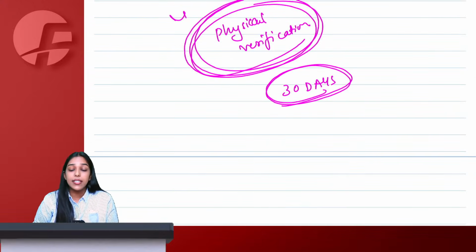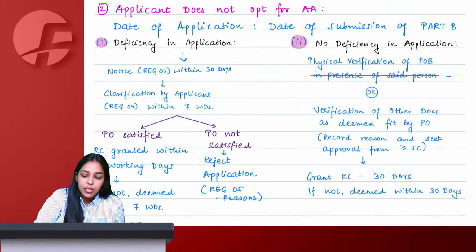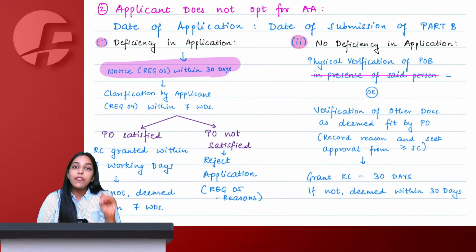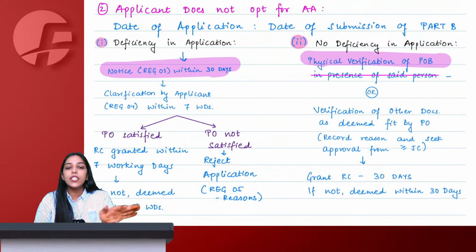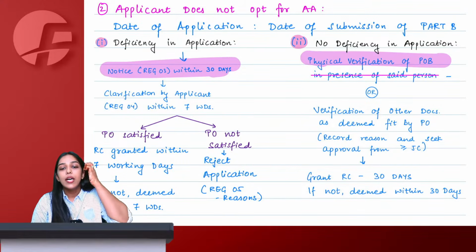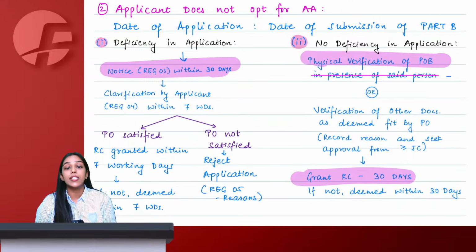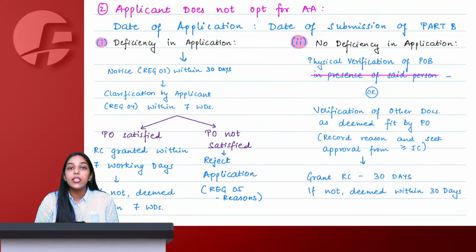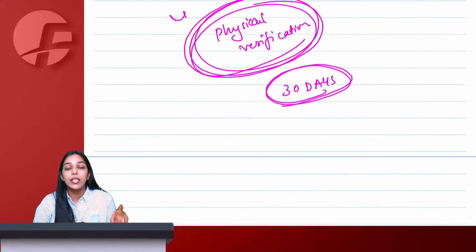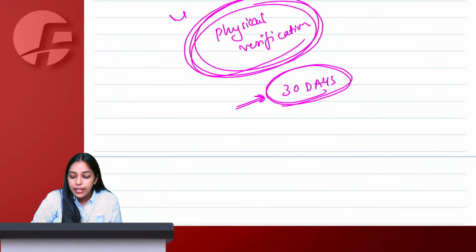So within 30 days, the officer will issue me a notice if there is a deficiency. If there is no deficiency, then you simply finish the physical verification and issue me the registration certificate within 30 days. If you're not giving it, it will be deemed as if RC is given within 30 days. Got it, ma'am? Because physical verification has to be done in case of no authentication, we have a 30 days time limit to issue RC or to issue notice.